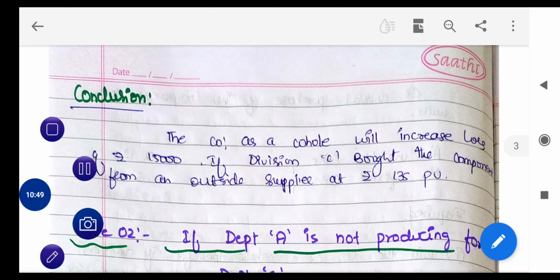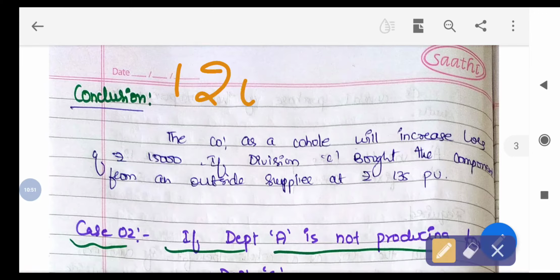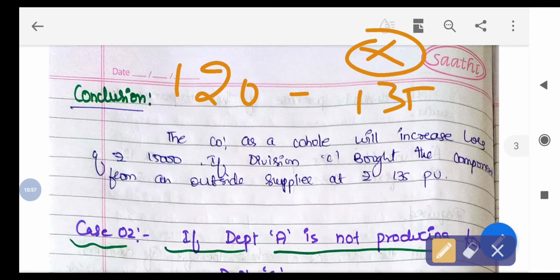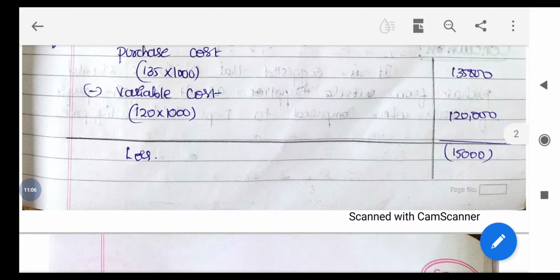If division A agrees, at 120 they will get the profit. They are not agreeing. As they are not agreeing, the company as a whole will face a loss of 15,000, if we are considering the company as a whole. So next, case number 2.